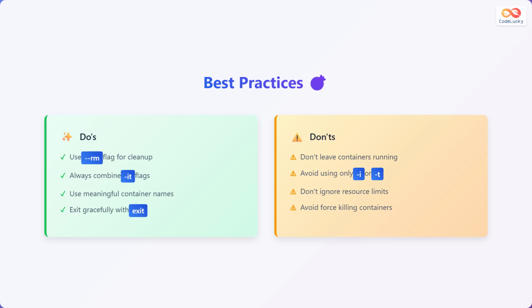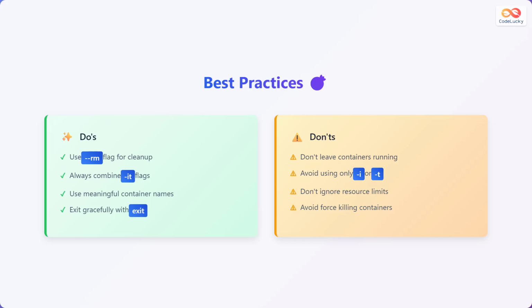Let's review the best practices for using interactive containers. Always use the --rm flag for automatic cleanup of the container once you exit. Always combine the -i and -t flags to ensure you have a fully interactive session. Use meaningful container names to easily identify your containers. Exit gracefully from the container using the exit command.